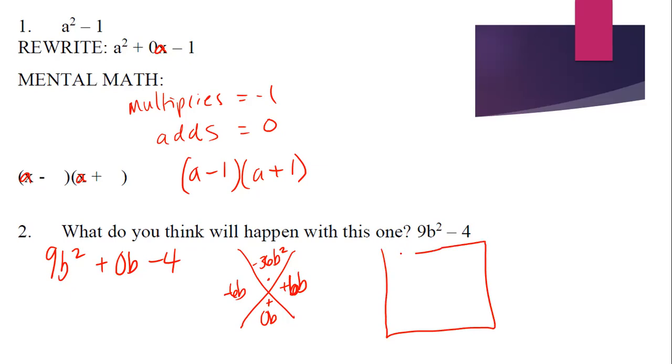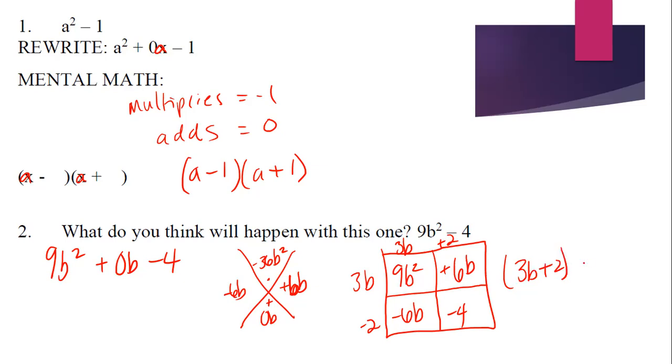Okay, so I'm going to use the box really quick. I'm going to put in my first term, which was 9b squared, and my last term, which was -4, and my b terms that make it work, which are -6b and +6b. Then I take the greatest common factor of each row and each column. So we have 3b, -2, 3b, and +2. So my factors are 3b plus 2 times 3b minus 2.